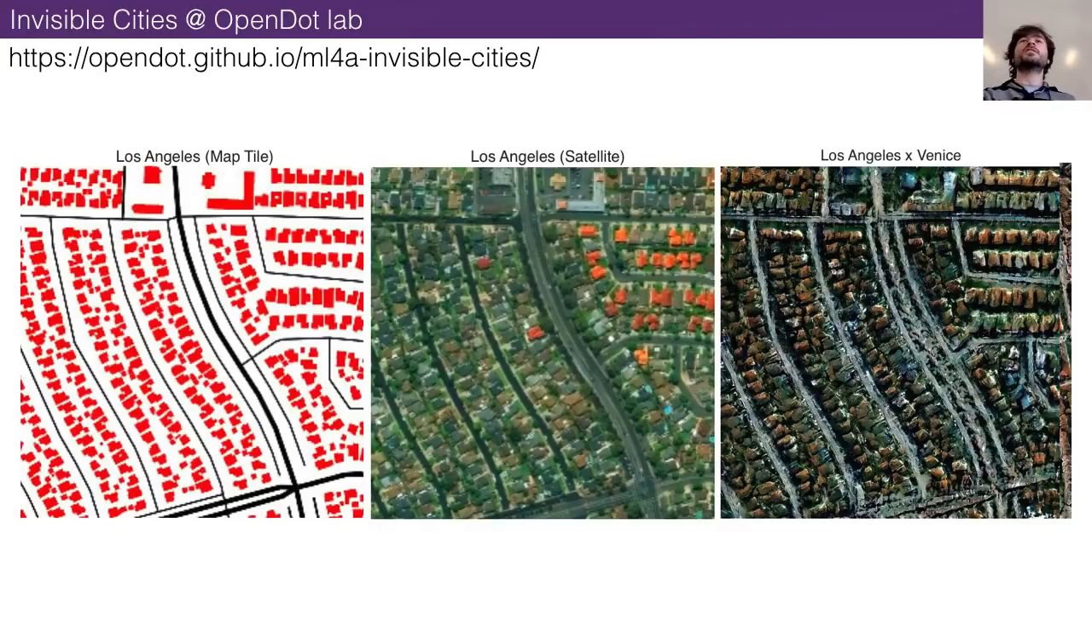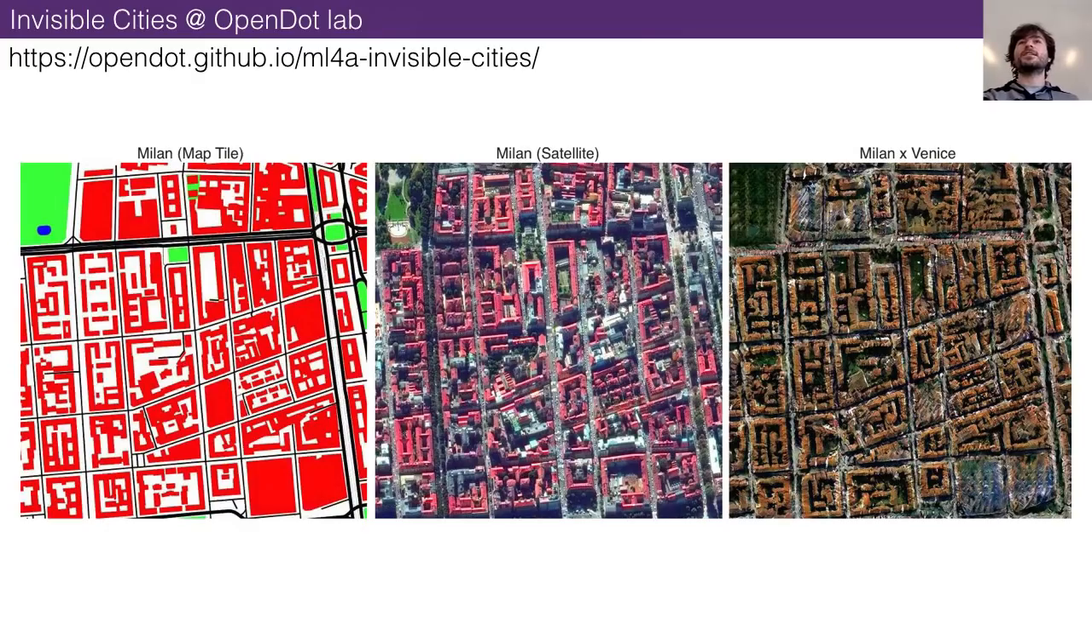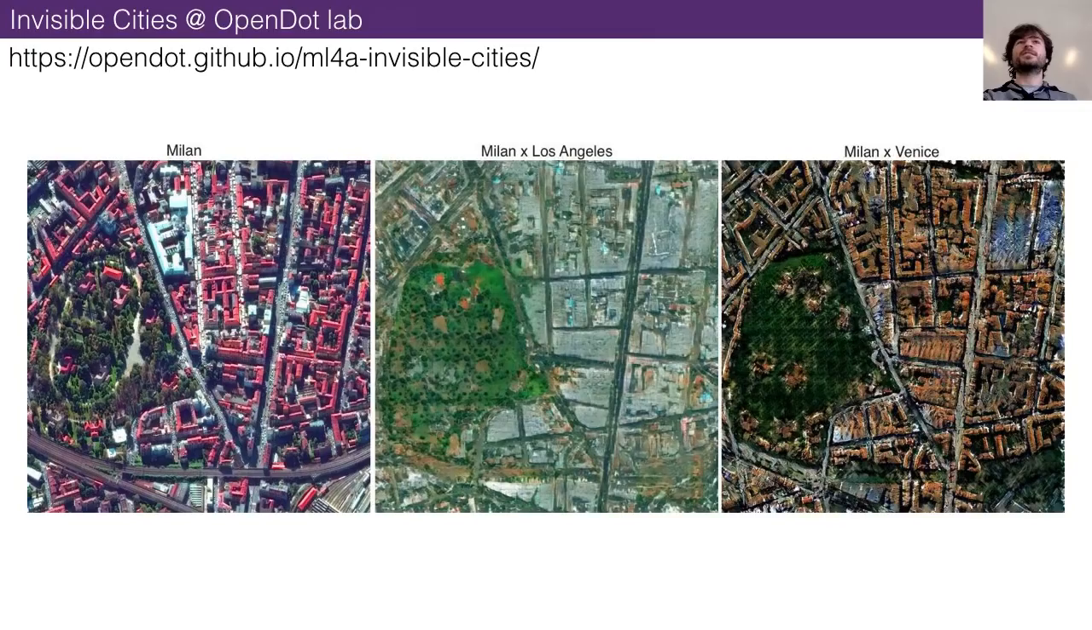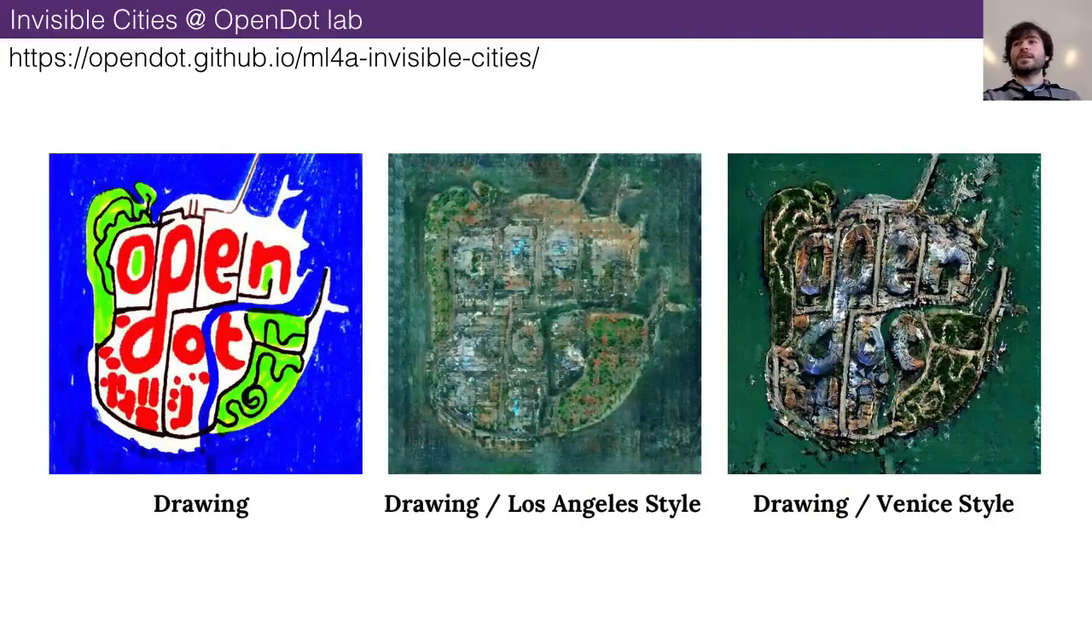So here's Los Angeles in the style of Venice, Milan in the style of Venice, Milan in the style of Los Angeles and Venice. Then you could just generate your own custom maps, right? And we're going to see more projects along these lines that let you generate some synthetic landscape or portrait or whatever from a hand-drawn or otherwise interactively generated label.